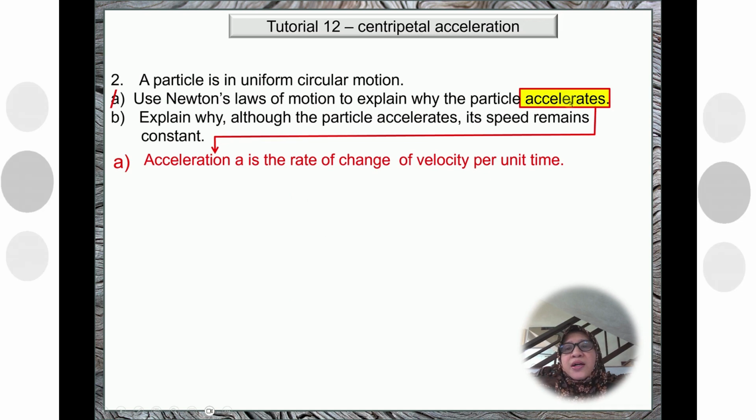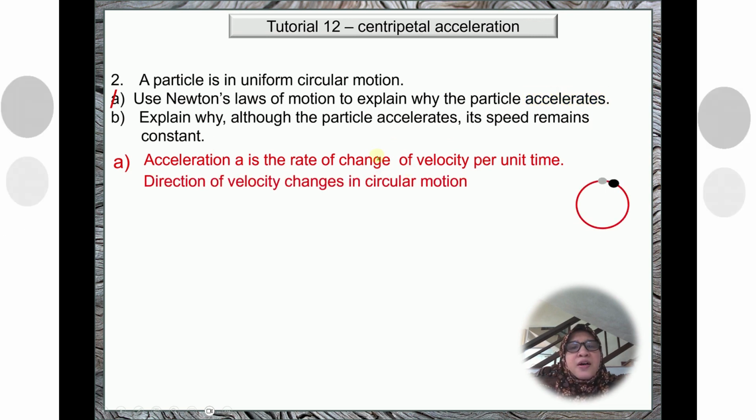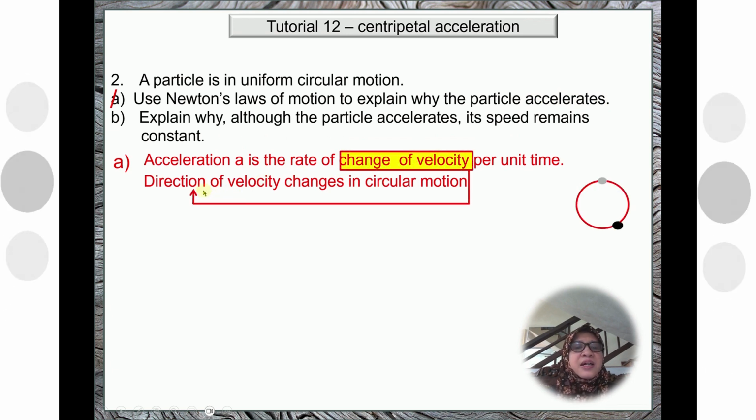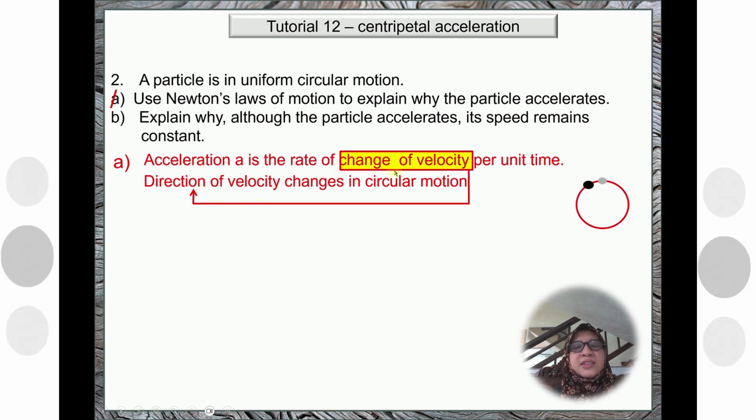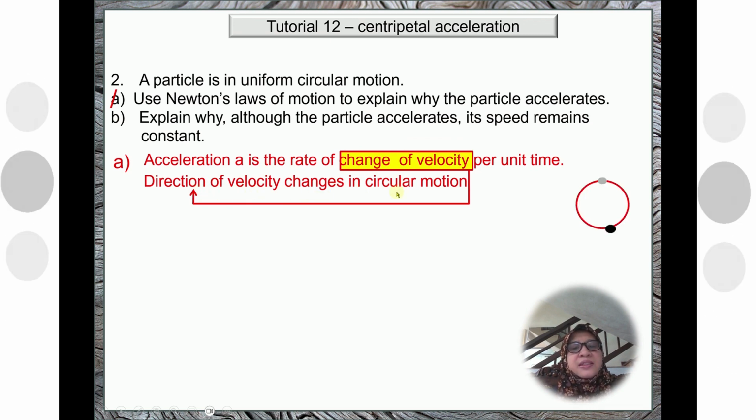To use Newton's laws of motion to explain why the particle accelerates, you need to know the definition of acceleration. The definition of acceleration is the rate of change of velocity per unit time. Next, why is there a change of velocity? The change in velocity here is the change in the direction of the velocity. So you write down: direction of velocity changes in circular motion.